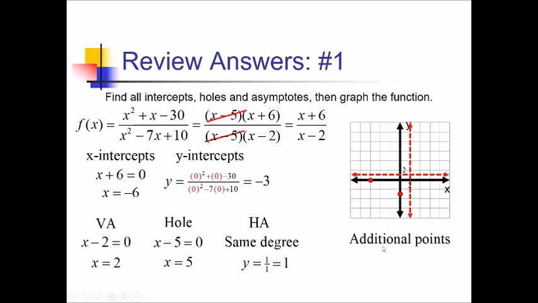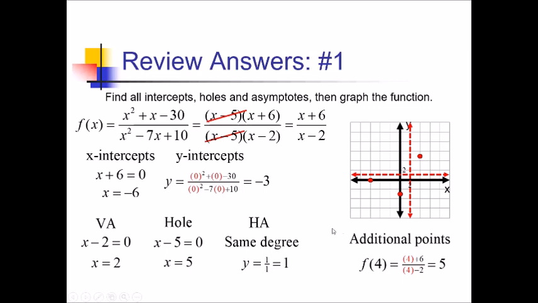For my additional point, I'm going to take an x value that's to the right of my vertical asymptote. I'm thinking that 3 would help me out the most, and since 3 is not the location of a hole, I can use it in my simplified function here. So 3 plus 6 over 3 minus 2. Actually, let's go with 4, just to be on the safe side. Let's get a little bit further away and be on a grid line. So 4 plus 6 over 4 minus 2. That's going to be 10 over 2, which is 5. So then I have the point 4, comma 5 right here.